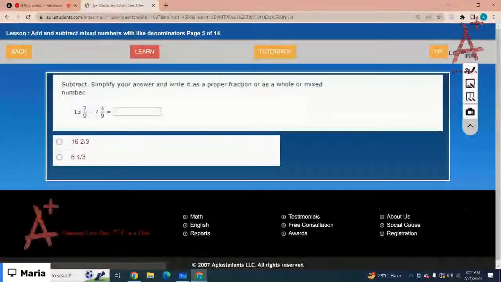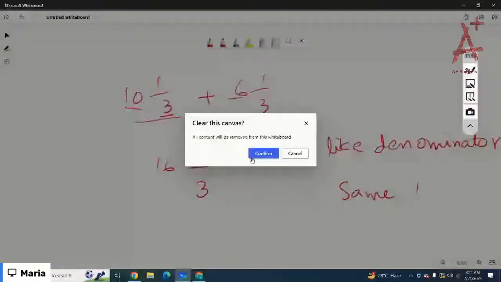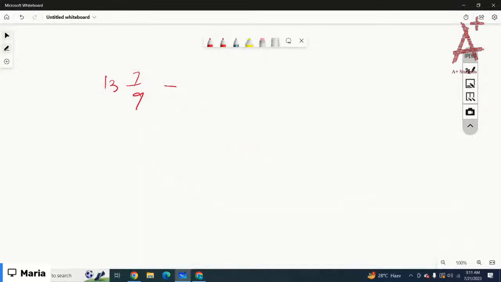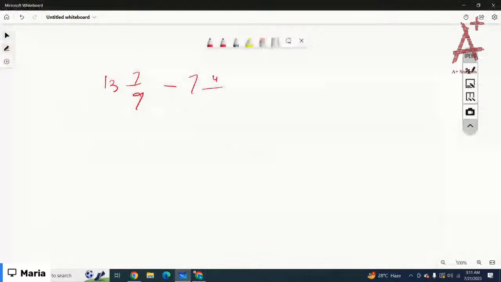Next one is 13 whole 7 over 9 minus 7 whole 4 over 9. You can see they have like denominators. So simply subtract their whole and fractional parts. 13 minus 7 is 6. Here you have 6, and just look at the fractional part. 7 minus 4 is 3. So it is 6 whole 3 over 9.